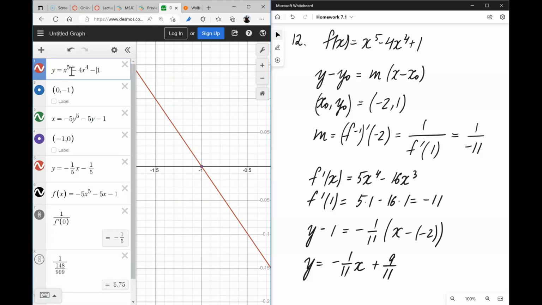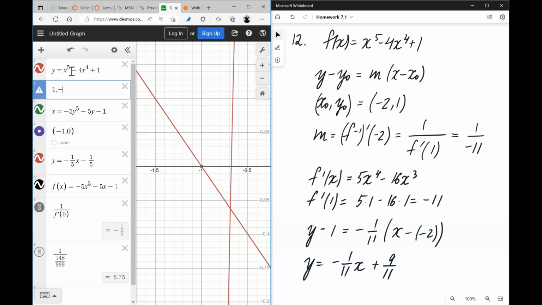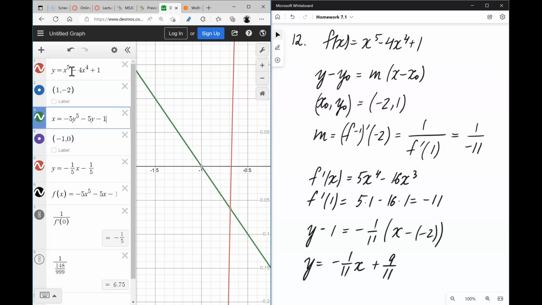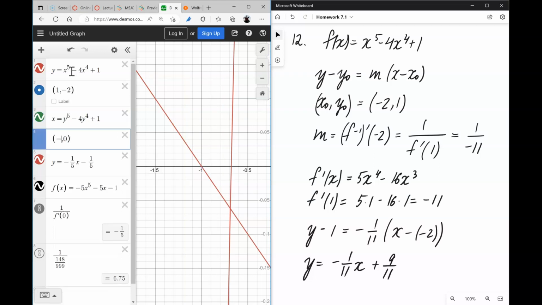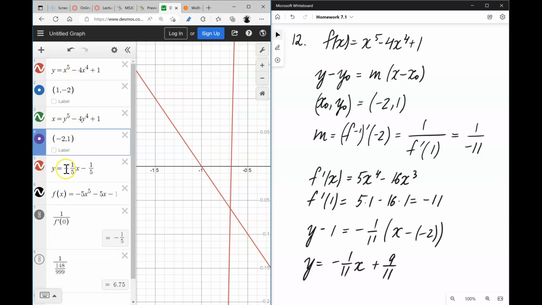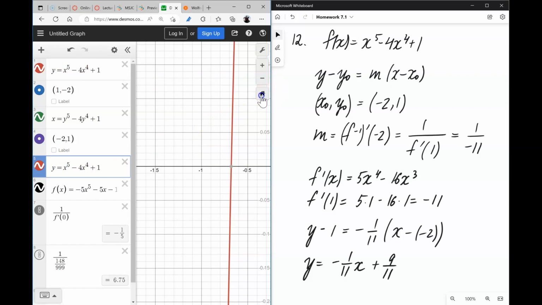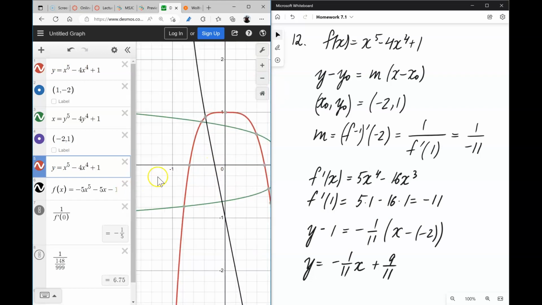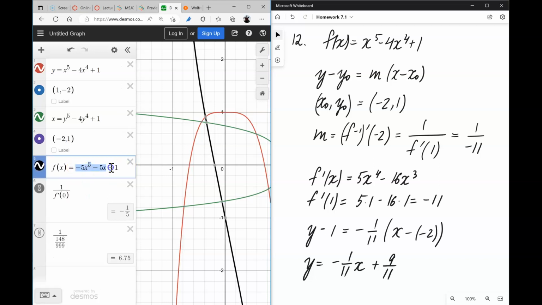Just to understand what's going on here again. Here's my original function. Here's the point, it's going to be 1, -2. Here's the inverse. And here's the point on the inverse. A lot going on here. This is what we want.